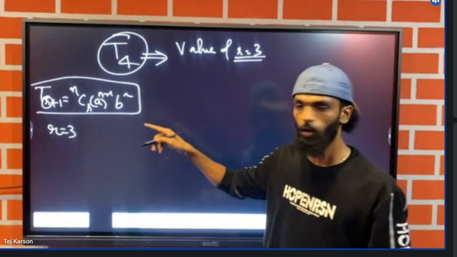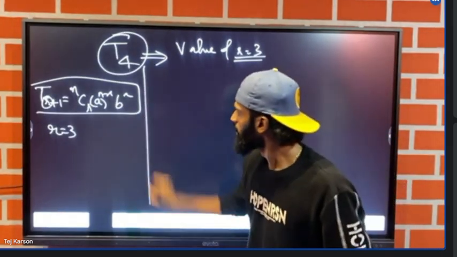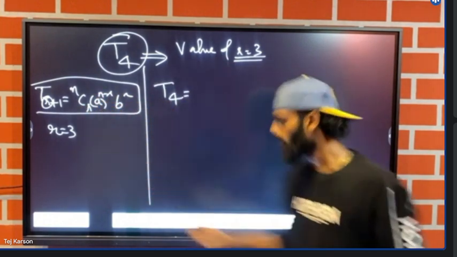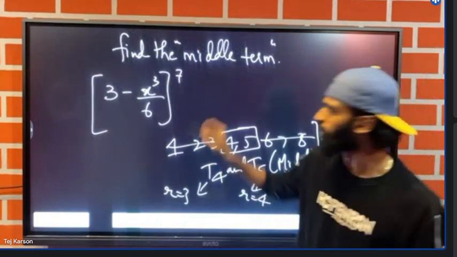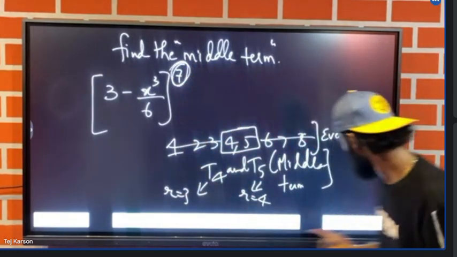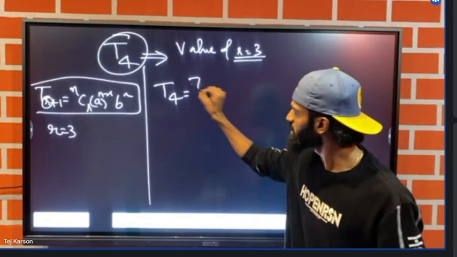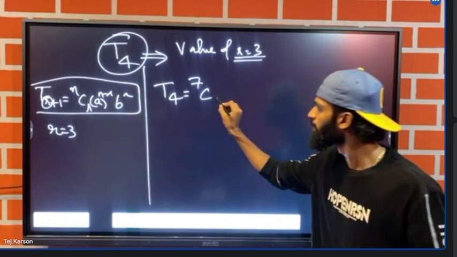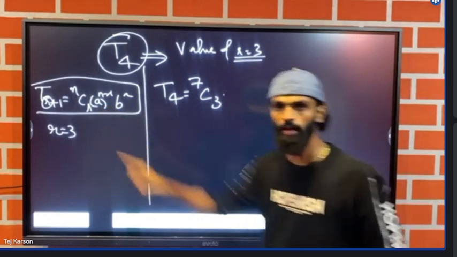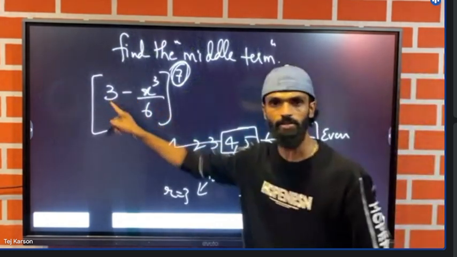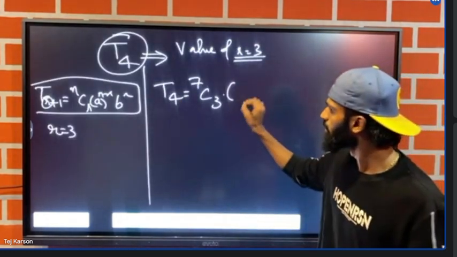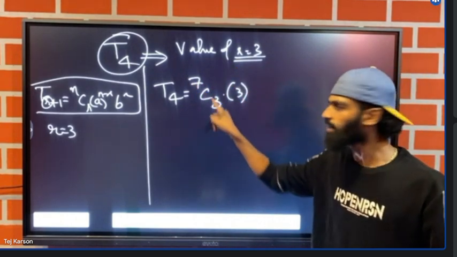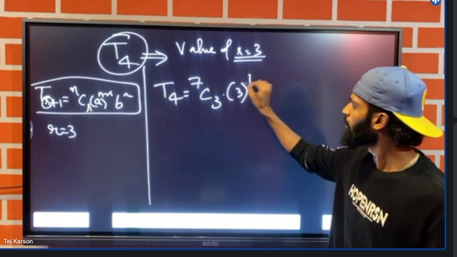Now, what I'm going to do, I'll start substituting. So left hand side becomes T4 as it is. nCr, go back to the question. n always means the power. In this question, the power was 7. Copy paste the 7 as it is. So it becomes 7C, what is the value of r according to T4? 3. Dot. What is the value of a? a is always the first term. First term is 3. Copy paste the 3 as it is, to the power n minus r. What is 7 minus 3? 4. To the power 4.